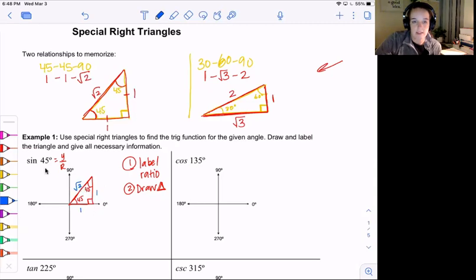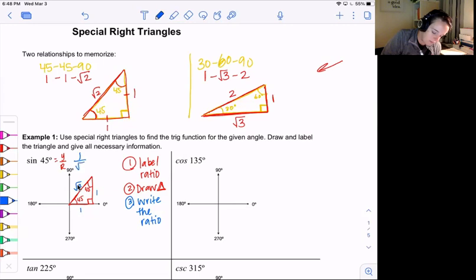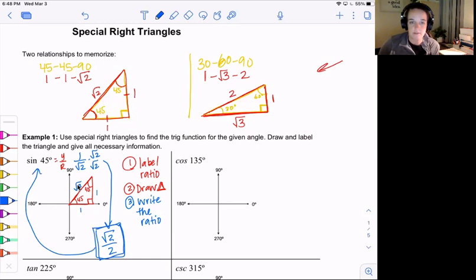And then finally, my third step is going to be to write the ratio. So writing the fraction here, I want my y, which would be 1, over my radius, which is square root of 2. Right? Noticing, of course, I have to rationalize. So multiply by square root of 2 on top and bottom. It's going to leave me with square root of 2 over 2. This is my answer for sine 45 degrees.